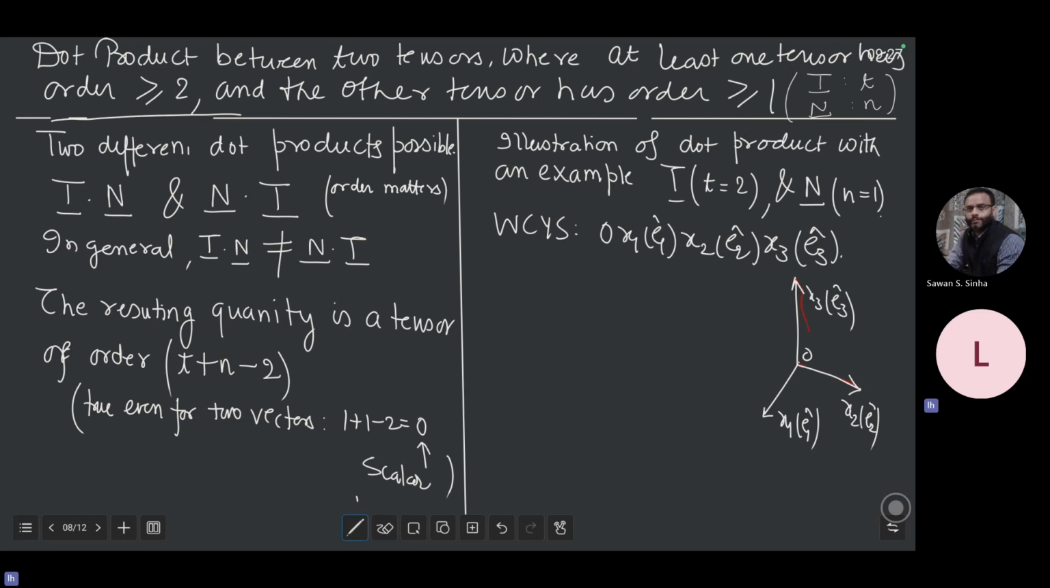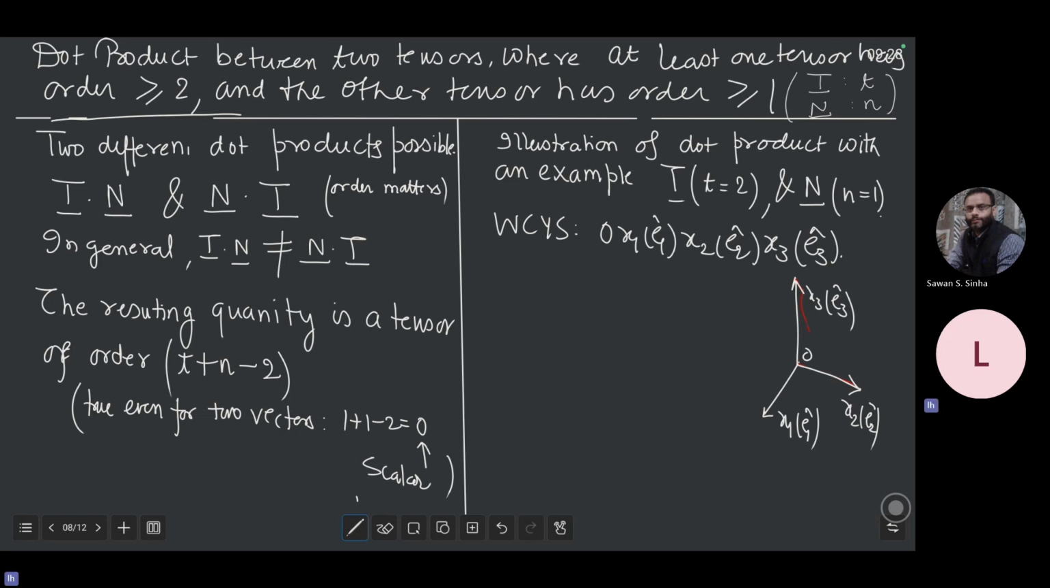Also, keep in mind that when you do t dot n or n dot t, the resulting quantity will also be a tensor and it will have its order as t plus n minus 2. Again, I will not prove it in a general rigorous way, but I will take an example and illustrate, and my hope is that you will see why it should be true for any order tensor. This is true even for vectors. Every vector has order 1, and the resulting tensor is a scalar. So this rule is followed: 1 plus 1 minus 2.